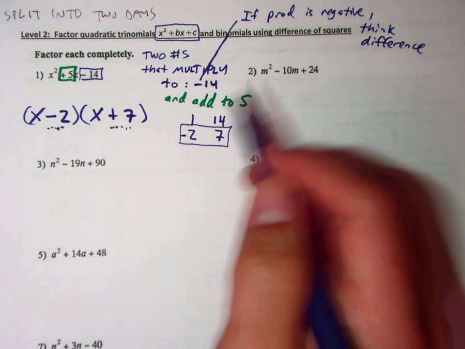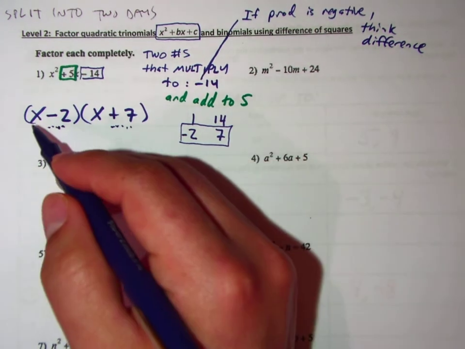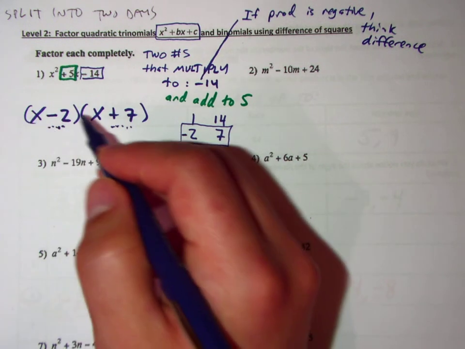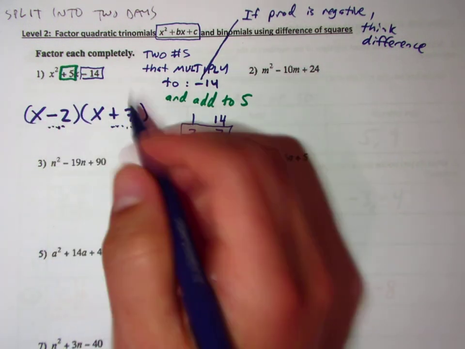Okay? And you could always multiply these out to check to see that you got it right. You should be pretty competent and comfortable, either foiling or distributing, however you want to do it. But you can check.